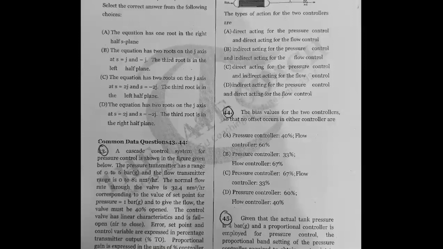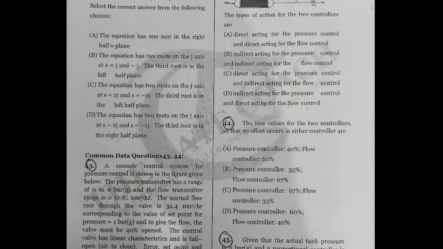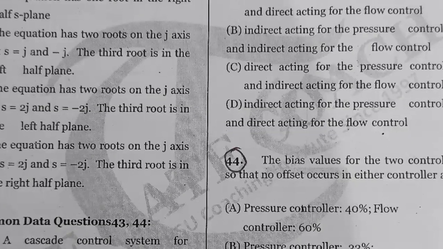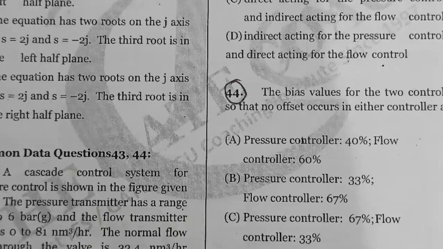Now, next question. Most of the students had doubt in that three-part question. I hope this is the question, so we'll solve it once again. Three-part question, right? 43, 44, 45. Try to understand the question, read it carefully. You have a gas chamber. If you read the question once again, it is a cascade control system for pressure control. We want to control the pressure, transmitter, everything is given.